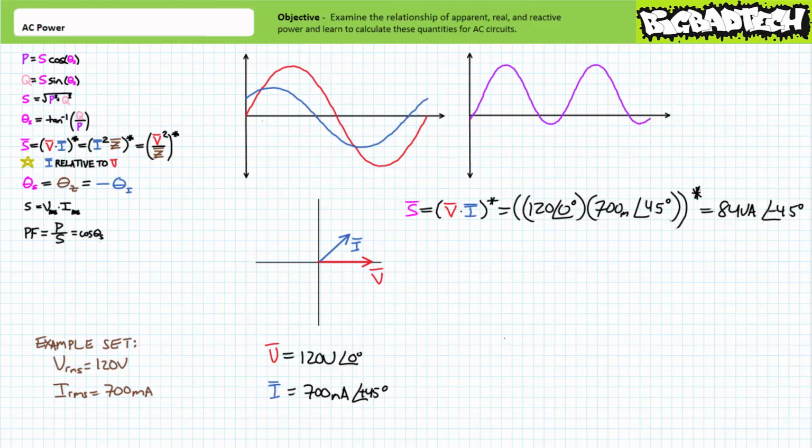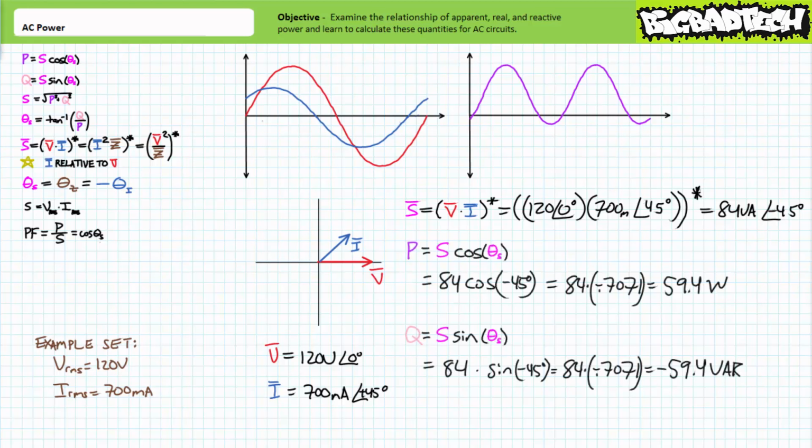As previously, we can resolve apparent power into real and reactive components. Real power equals apparent power magnitude times the cosine of the apparent power angle. Substituting in our given values yields a real power figure of approximately 59.4 watts. Reactive power equals the apparent power magnitude times the sine of the apparent power angle. Substituting in our given values yields a reactive power figure of negative 59.4 VARs.